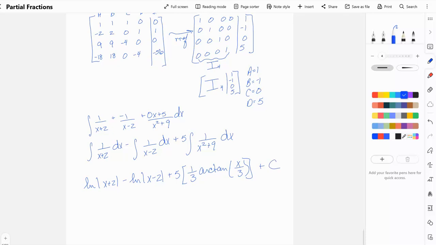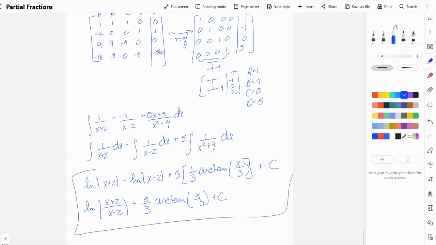I'm going to clean this up just a little bit. We could put those ln's together. So we could say this is the ln of (x plus 2) over (x minus 2) plus 5 over 3 arctan of x over 3 plus c. Either answer would be fine.